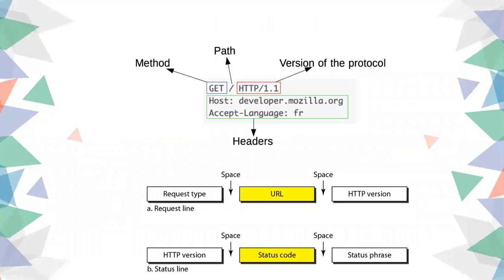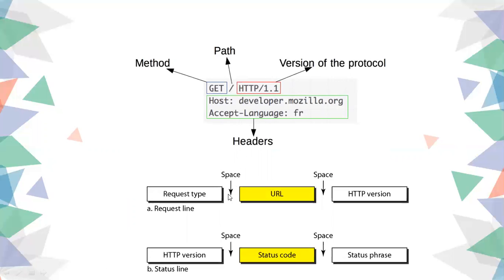So this is a general picture of how HTTP looks like. The first word represents the request type. What type of request is in the request line? This is a method. It's a get method. So we are using a get method, and the path. This particular part is the version of the protocol.